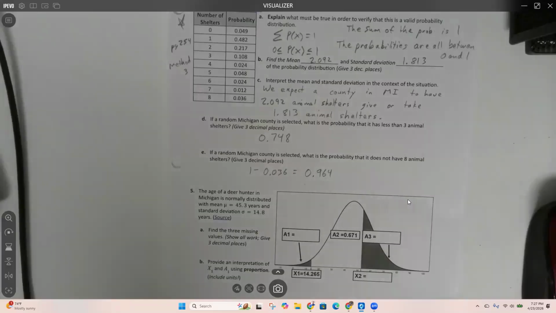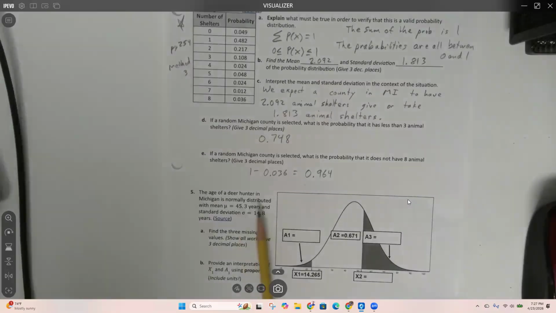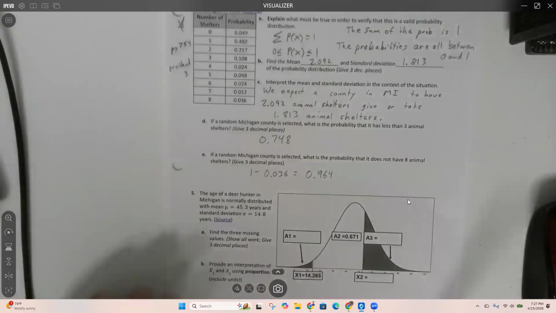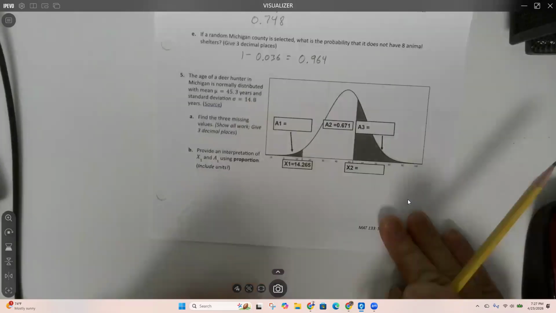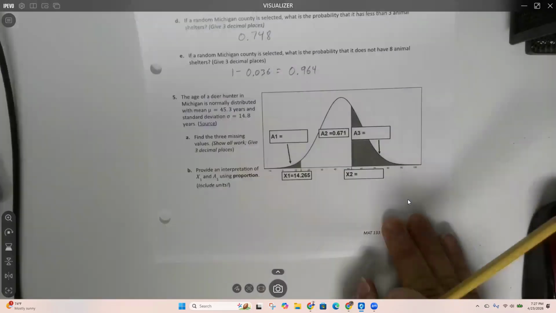The age of a deer hunter in Michigan is normally distributed with a mean of 45 years and a standard deviation of 14 years. Find the 3 missing values. Show your work, give 3 decimal places. Okay, so we need to find A1, A3, and X2. At the moment, we can only find one of them. Which one can I find first?